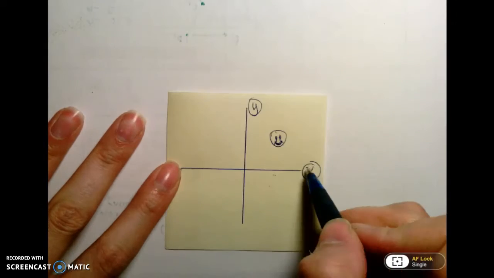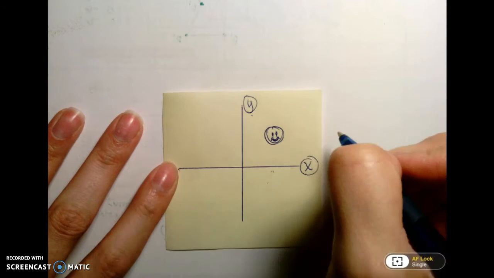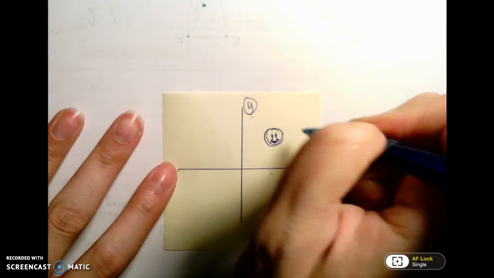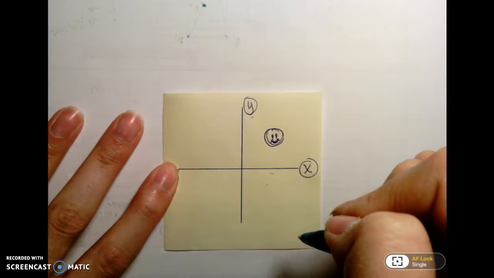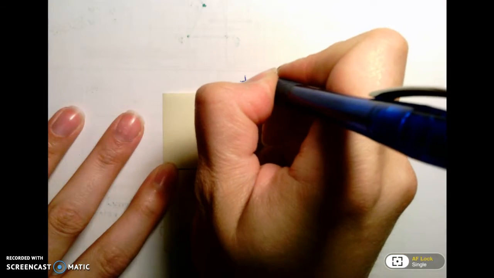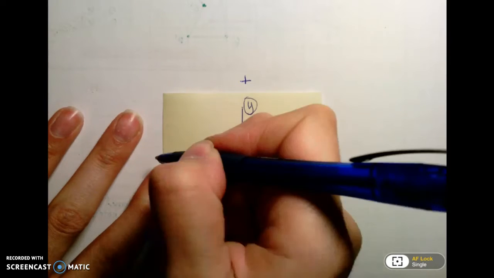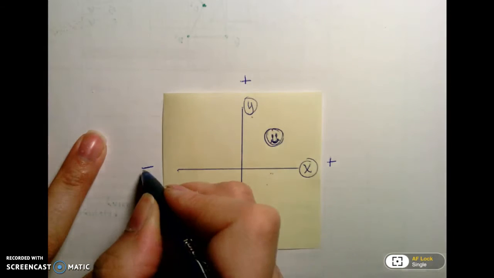So I have my X and my Y axis, and I just have a little smiley face here. Kind of looks creepy. In our little coordinate plane, what we have is the positives and the positives, and then down here we have the negatives and the negatives when we go down or when we go left.